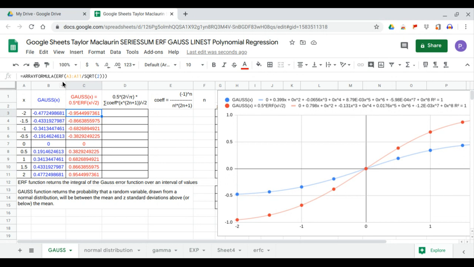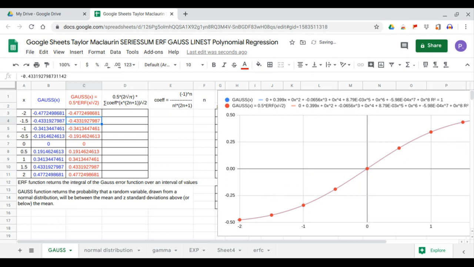And we factor in 0.5. So we factor in 0.5 times. Now we are in the same line. So they are exactly the same. This is the formula for Gauss. Gauss function is equal to 0.5 times error function of x divided by square root of 2.